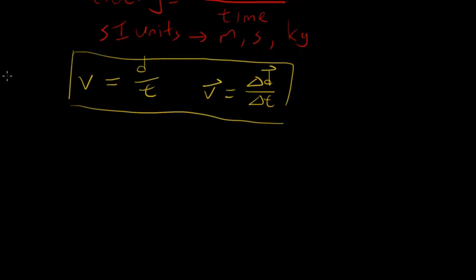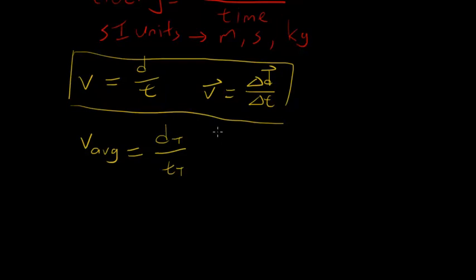Okay, now the next equation that you have to learn is called the average speed. So what is average speed? Well, average speed is basically total distance over total time. So the total distance you traveled over the total time you traveled.